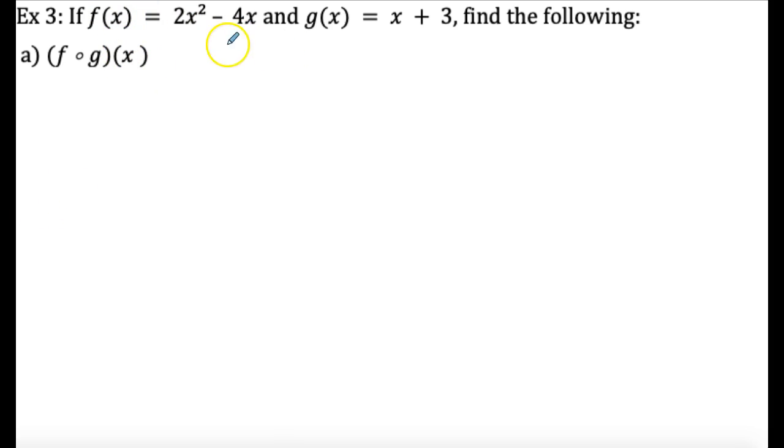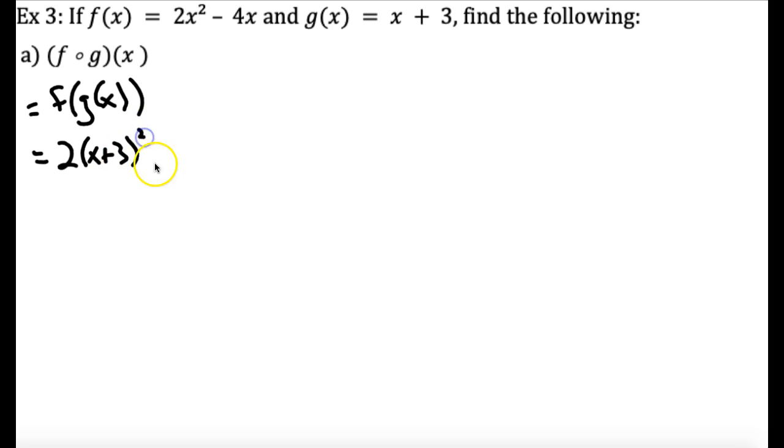All right, so in this we're given two functions. Here's f, here's g. So f o g of x means f of g of x. That means I'm going to take x plus 3 and plug it in place of x everywhere in f. So this will look like 2 times x plus 3 squared minus 4 times x plus 3. Now we can just simplify.